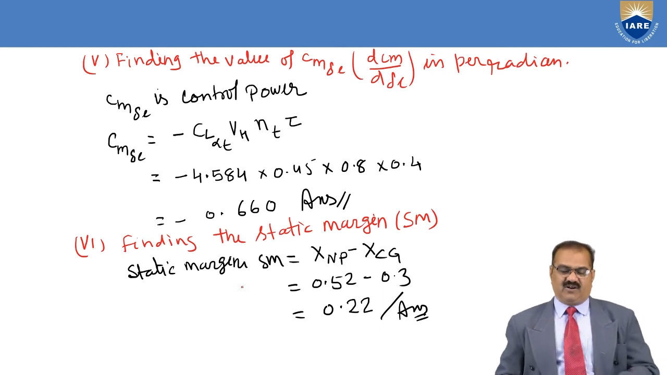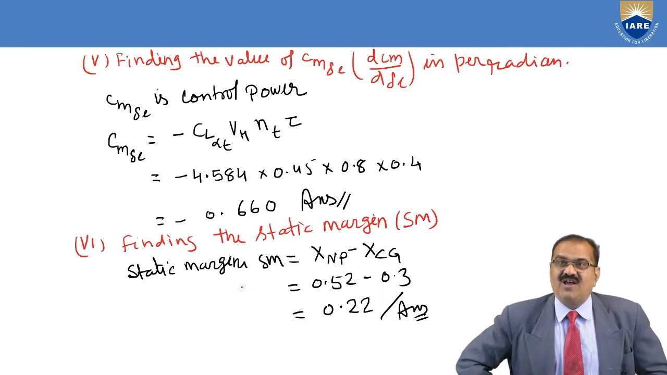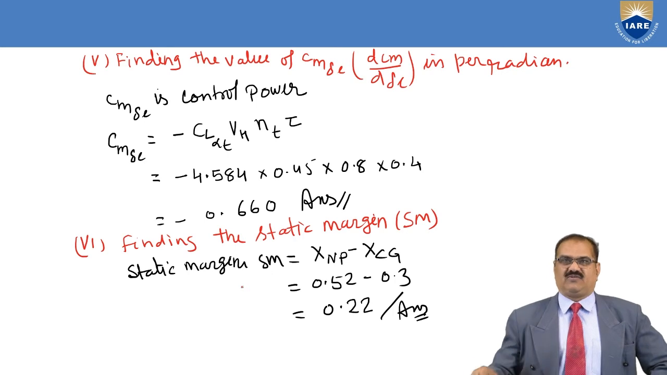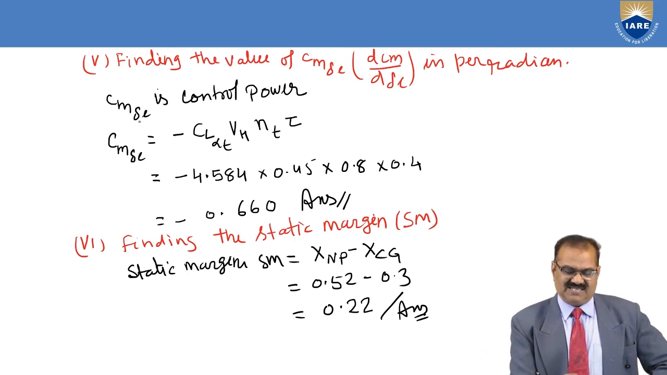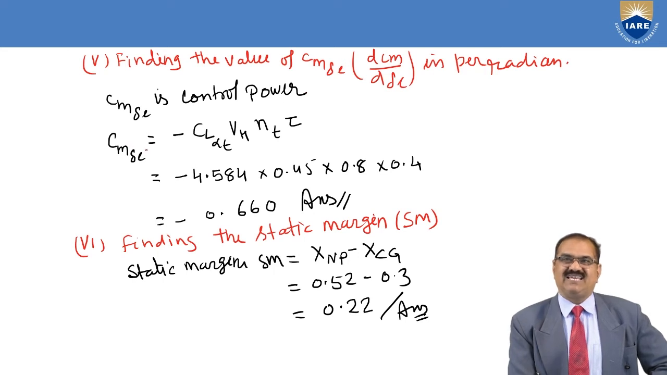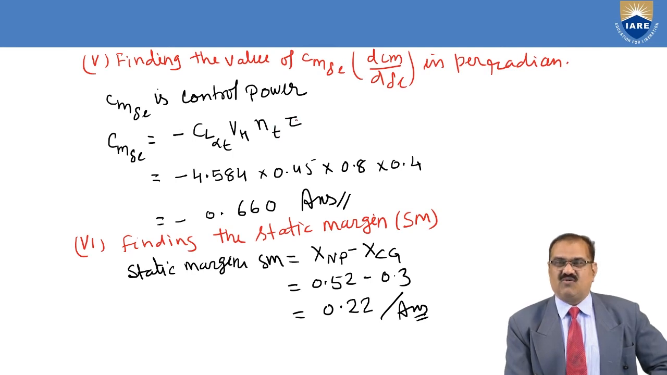Now we have to find out the value of Cm delta E. This Cm delta E is dCm by d delta E in per radian. We have to find it out. So here we know that Cm delta E is also known as the control power, and this Cm delta E is equal to minus CL alpha T VH eta T and tau.